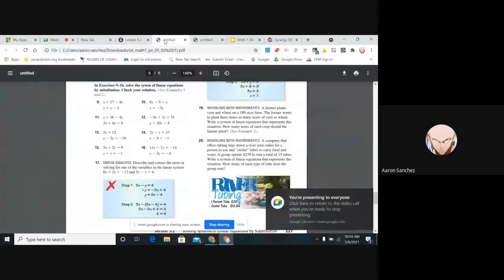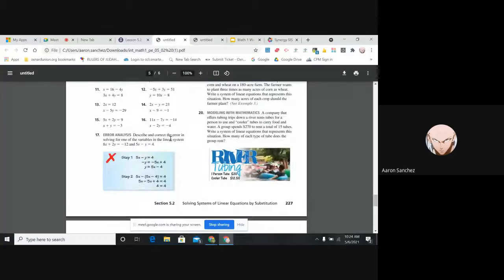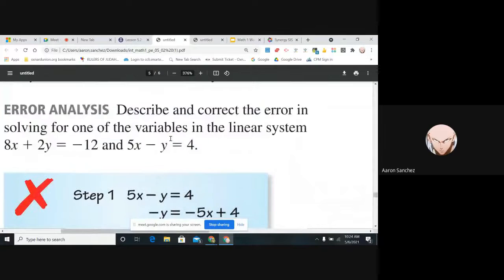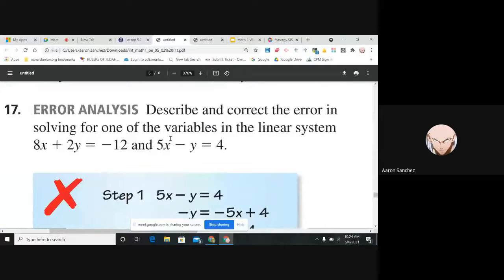Error analysis. Describe and correct the error in solving for one of the variables in the linear system. So we have this: 8x plus 2y equals negative 12, and 5x minus y equals 4.